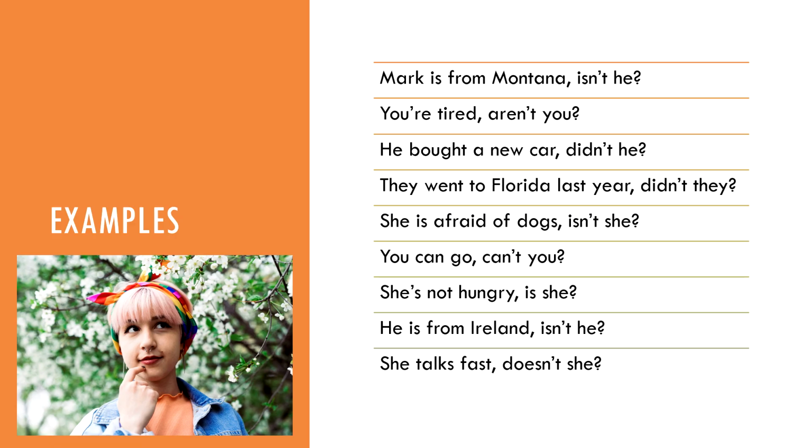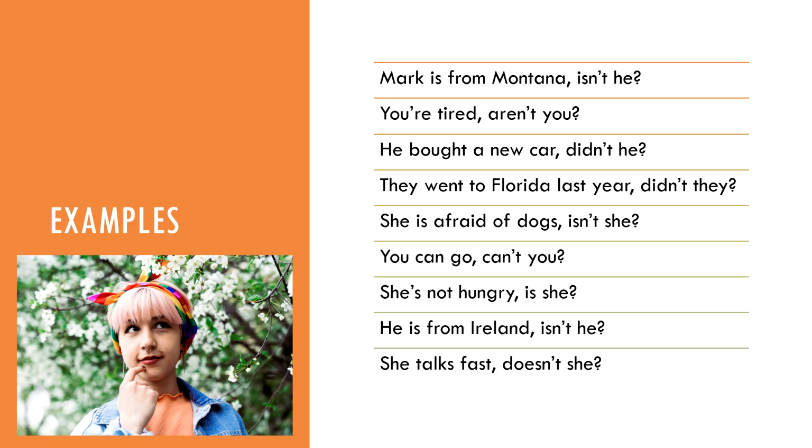So first of all, let's take a look at the grammar. So in our first example, Mark is from Montana, isn't he? So notice we have the be verb here. But notice in the first part, Mark is, that's positive. So my tag question is going to be negative, isn't he? Mark is from Montana, isn't he? So again, I've replaced Mark with he in my tag question. And of course, anytime I add this little question on at the end, we need a question mark.